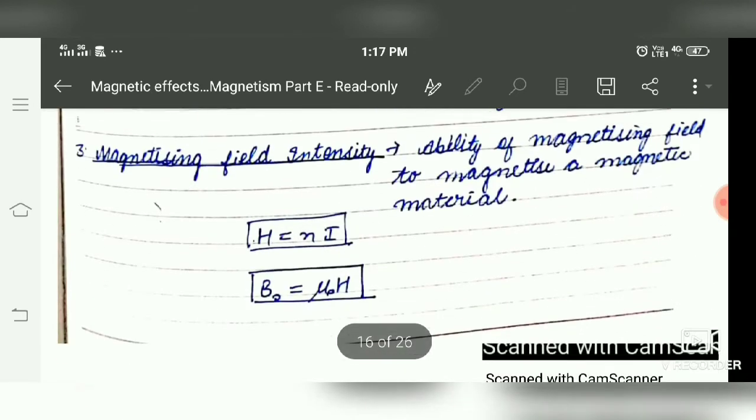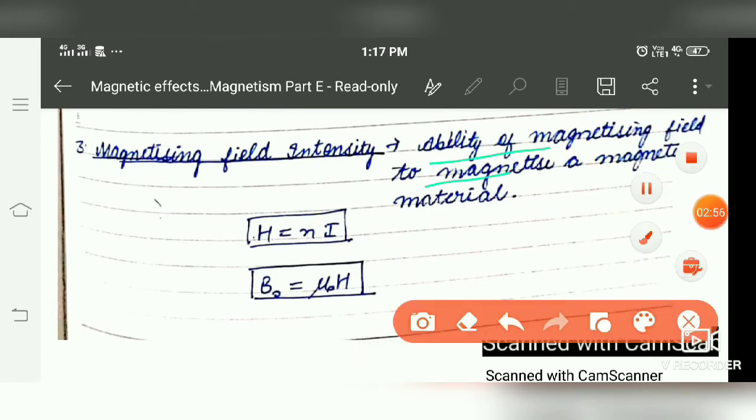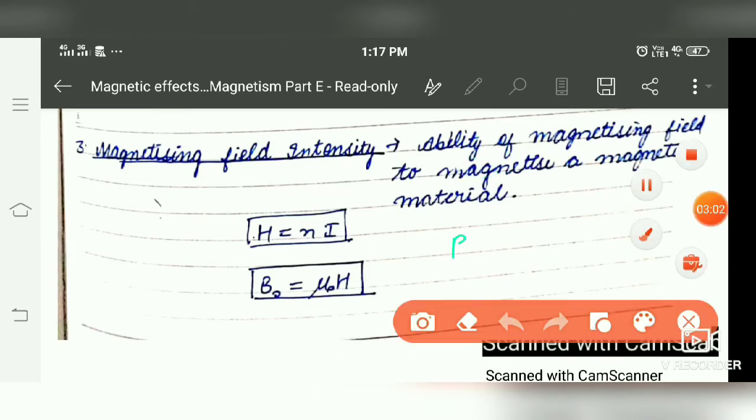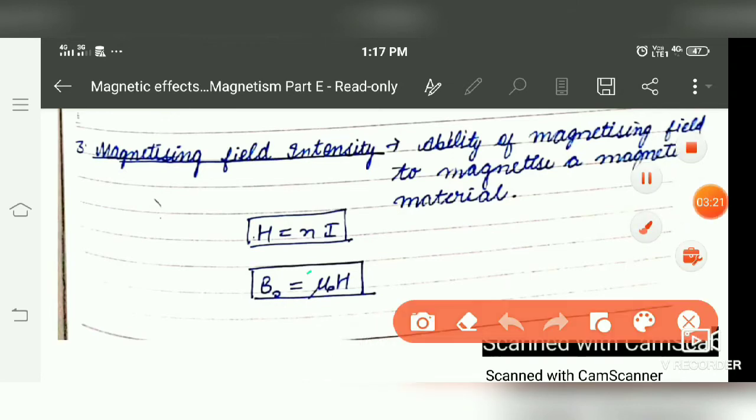Next is magnetizing field intensity. The ability of a magnetizing field to magnetize a magnetic material is called magnetizing field intensity. Suppose a field B naught is there; how much it can magnetize the material is the intensity of this field. The more it can magnetize the material, the more the intensity. The less it magnetizes the material, the less the intensity. This is represented by H, where H equals nI, or we can also write B in terms of mu naught H, where mu naught is the permeability.